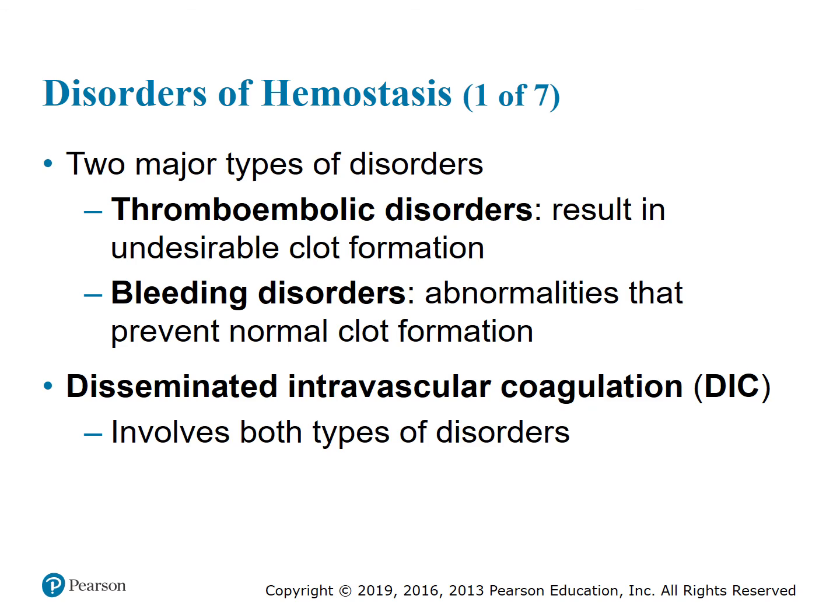Disorders of hemostasis. So there are 2 major types of disorders: thromboembolic disorders that result in undesirable clot formation, and bleeding disorders, which are abnormalities that prevent normal clot formation. Disseminated intravascular coagulation involves both types of disorders.